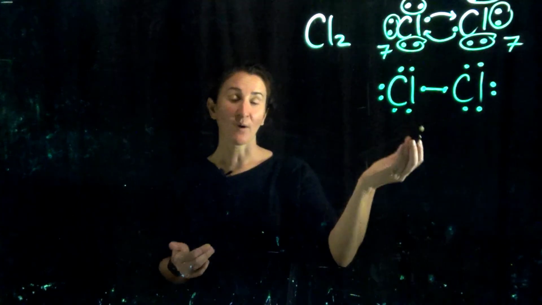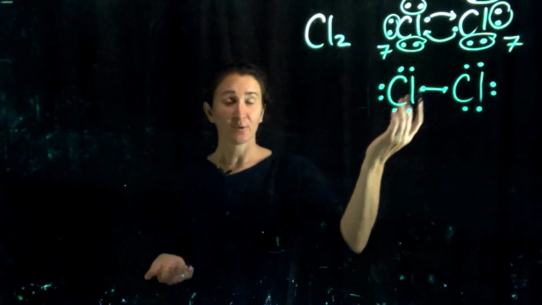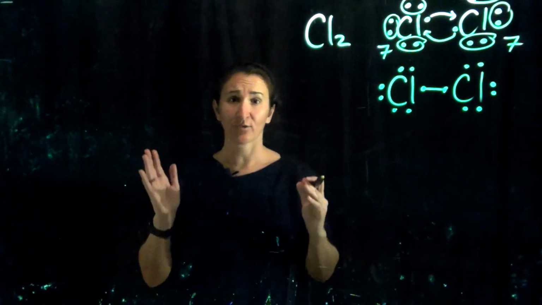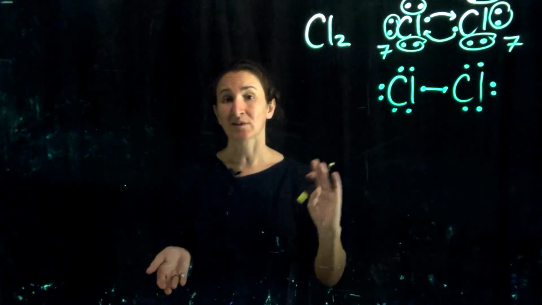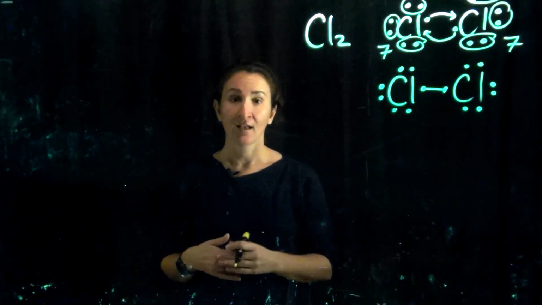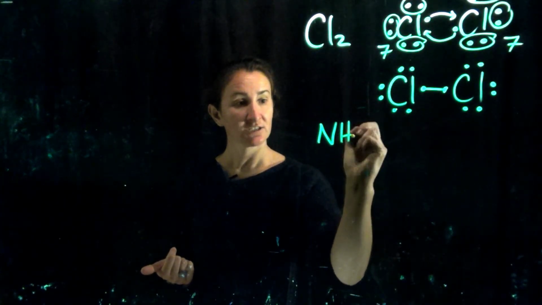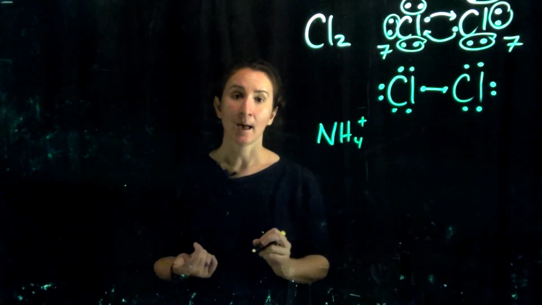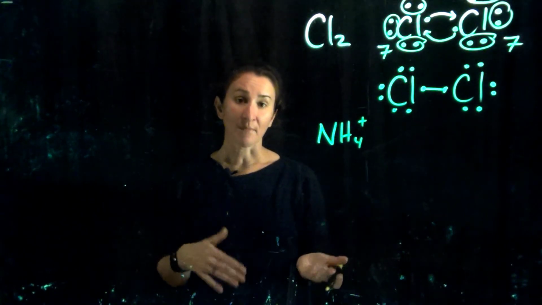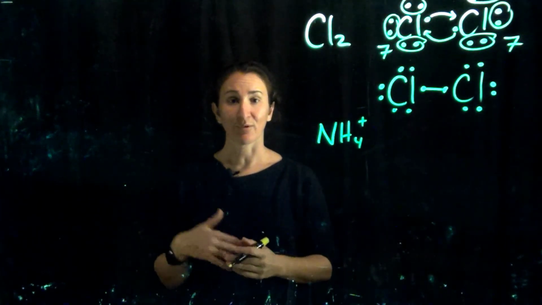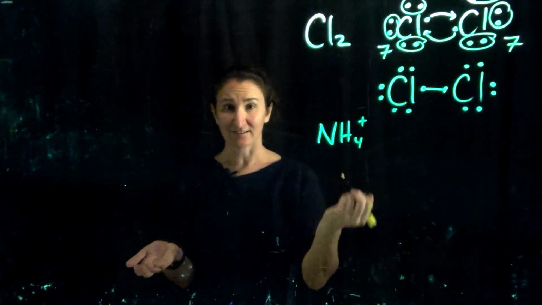Okay, but how I recommend starting, draw the Lewis structure of the atoms. It'll help you think through what needs electrons and what's ready to give them up. Let's do a slightly harder one. NH4 plus, ammonium. So our ammonium ion here is both covalently bound and it's a polyatomic ion.